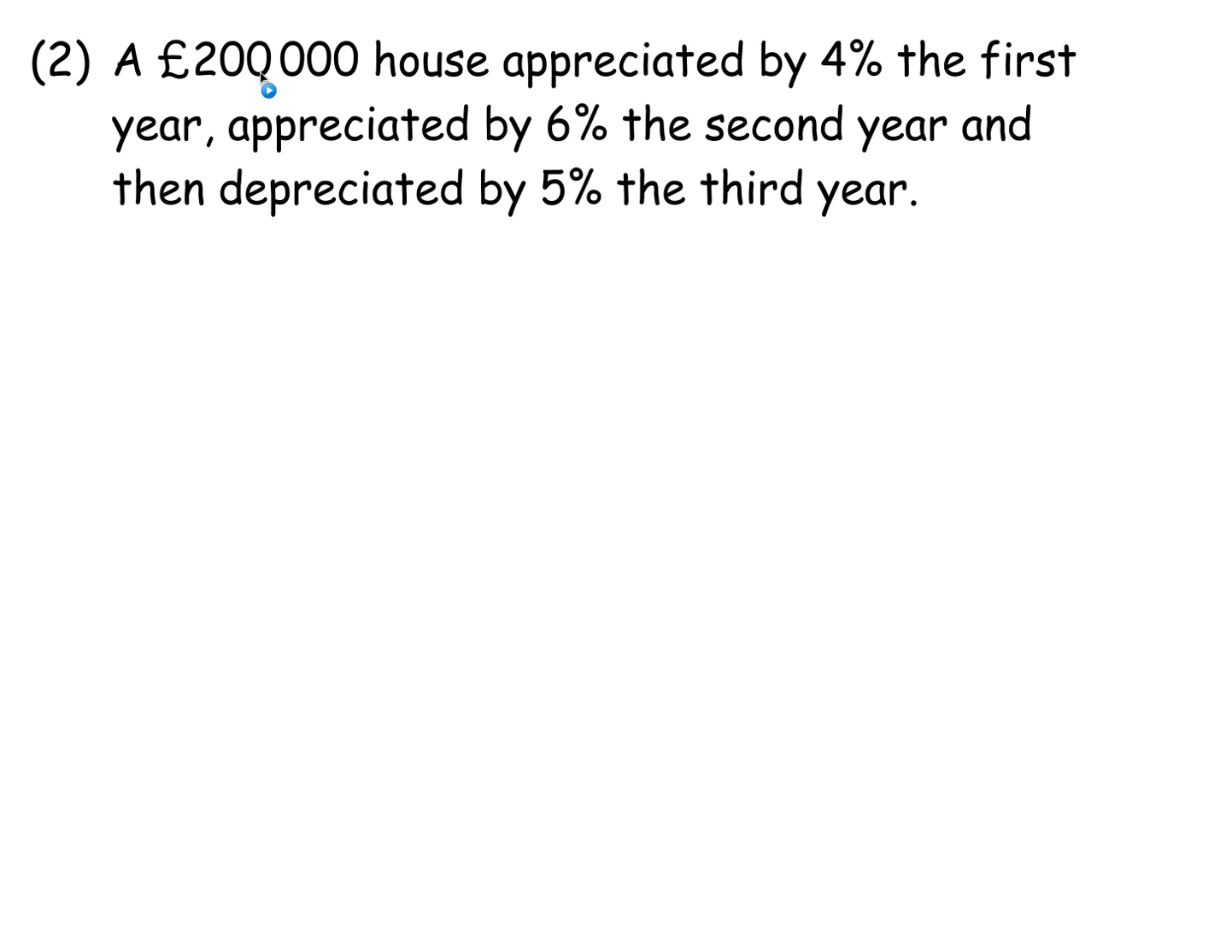So here's one here. It's a £200,000 house. It appreciates, it goes up by 4%. That's 1.04 as a factor. It appreciates the next year by 6%. That's 1.06 the next year. And then it depreciates 5%. That's down 5%. That's 0.95. So it's 4% up from 100%, 1.04, 6% up from 100%, 1.06, 5% down from 100%, 0.95. You simply take the £200,000 house, you multiply by these three factors, up 4%, up 6%, down 5%, and there's the answer.